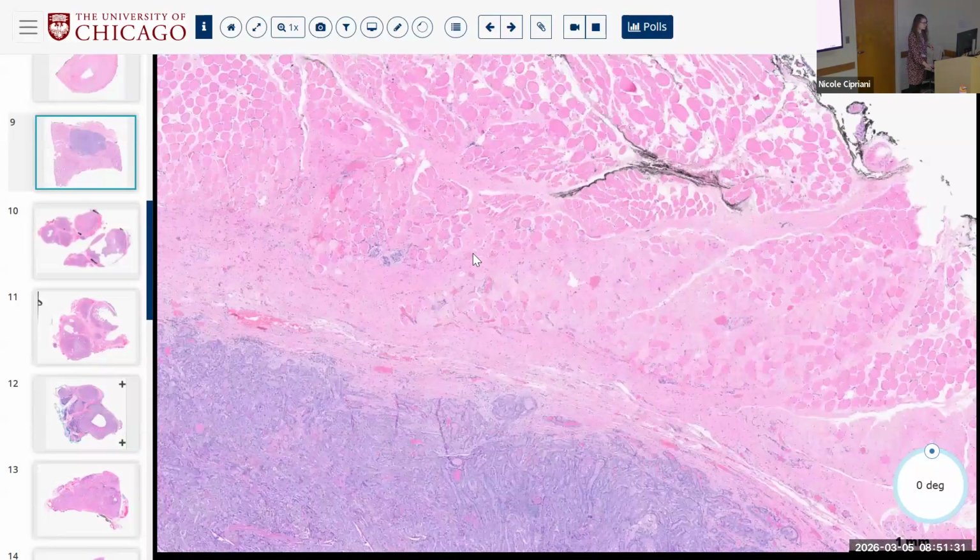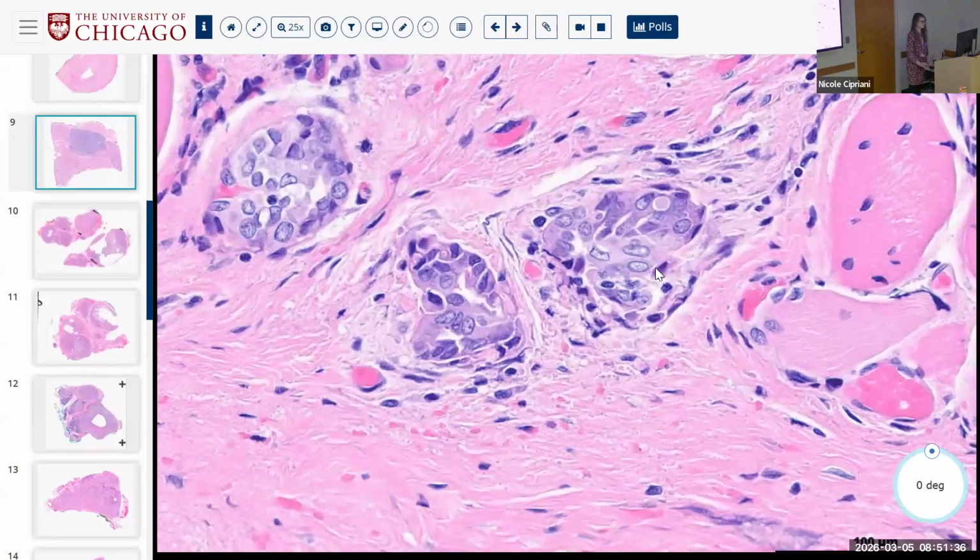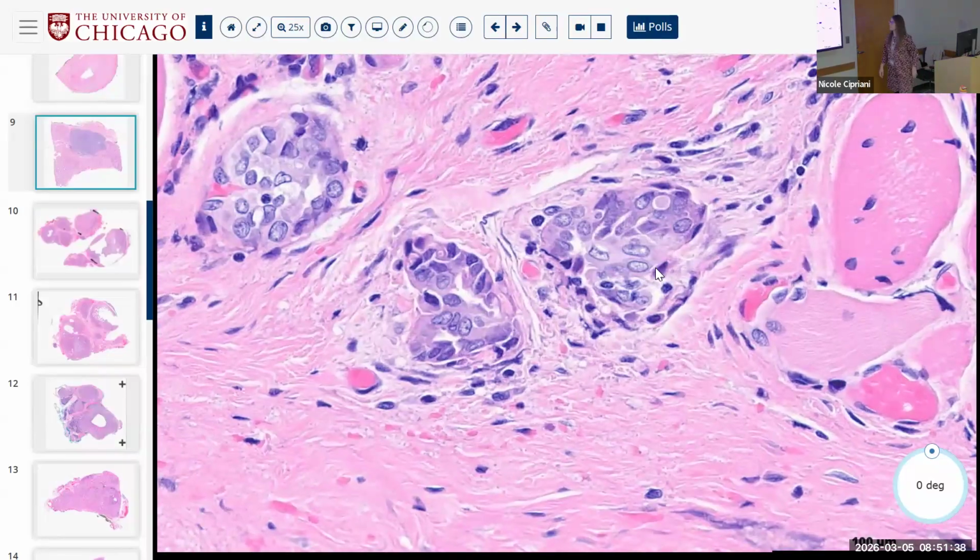When you look in the muscle, there's PTC in the muscle. So what does that mean for the patient? What does this change for them? Maybe a dissection for nodes? Maybe the completion? They probably need a completion with RAI because now you've given them what?